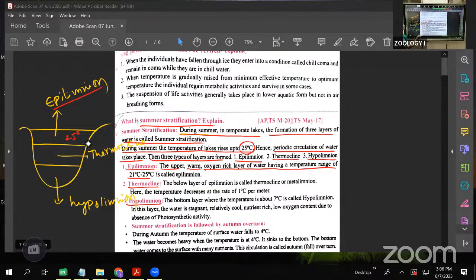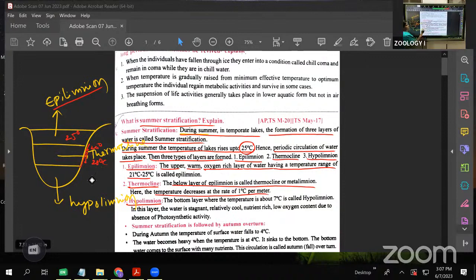Next one is the second one. The middle one is called the thermocline. The layer below the epilimnion is called the thermocline, or also called the metalimnion. This is another name, the metalimnion. Here the temperature is decreasing 1 degree centigrade per meter. For example, here it is 24 degrees centigrade at 1 meter. 1 meter further down, 23 degrees centigrade. Per 1 meter, 1 degree centigrade is decreasing down to the hypolimnion.